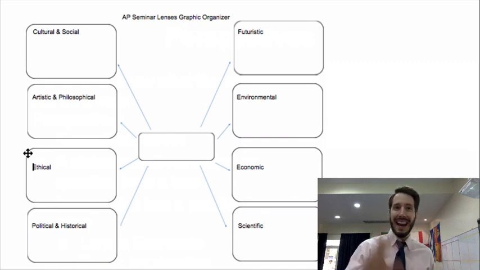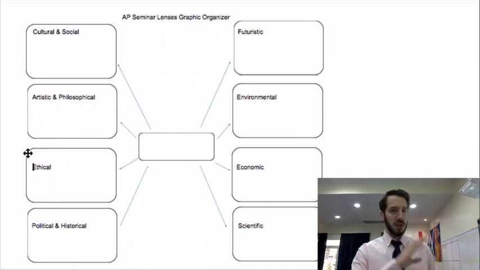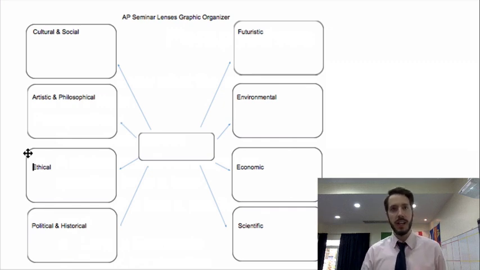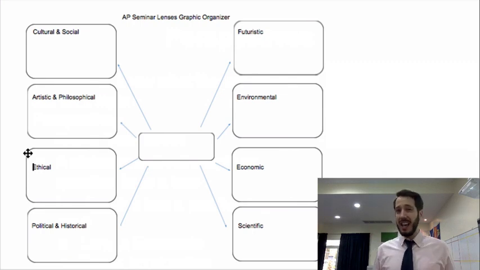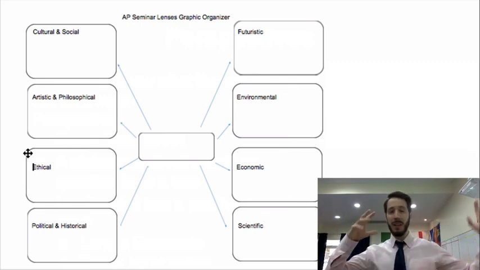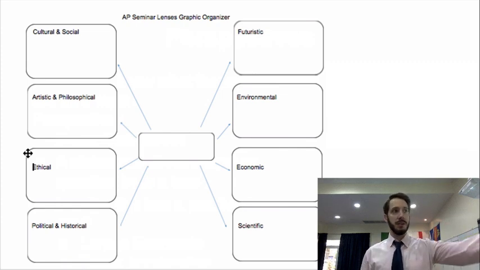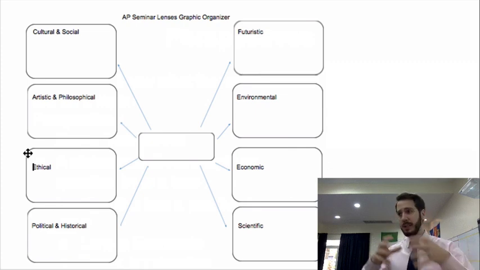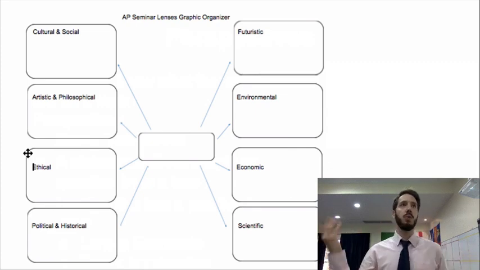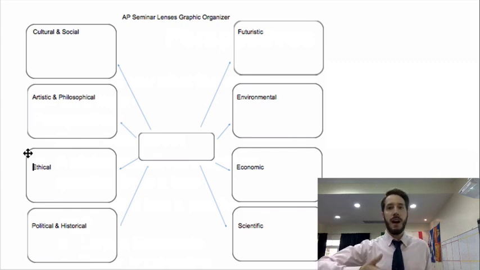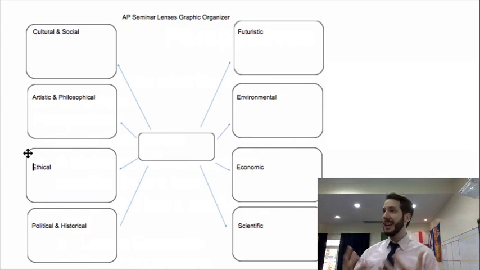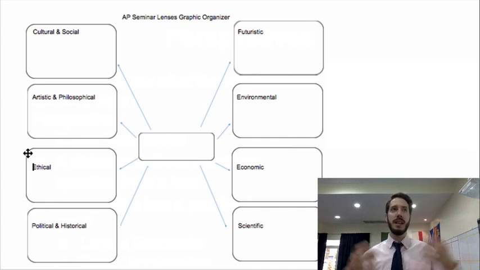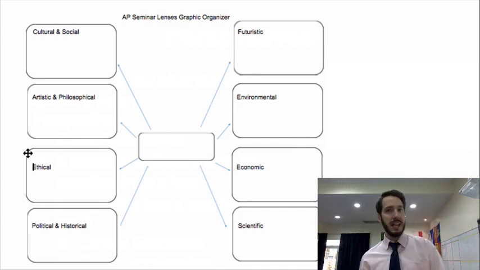Now in AP Seminar, there are 8 main lenses that we look at. We're not restricted to just these 8, but these are the common ones that you most likely use. Social and cultural, so how do people interact? Artistic and philosophical, so that's kind of the higher order thinking or artistic views. Ethical, are these particular things ethical? Political and historical, how does it affect things from a government perspective or throughout history? Futuristic, what is this issue going to look like in 50 years? Environmental, how does this issue impact the environment? Economic, how does it impact money? And scientific, and this could be anything from psychological to medicine to engineering.